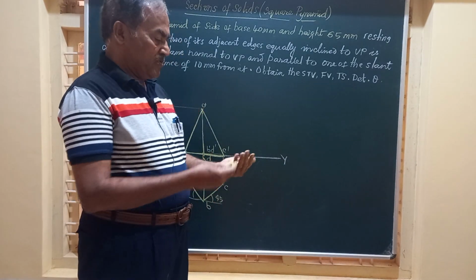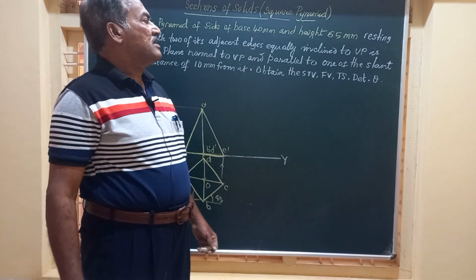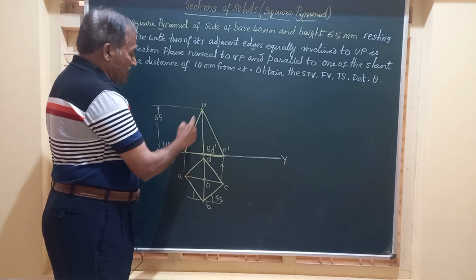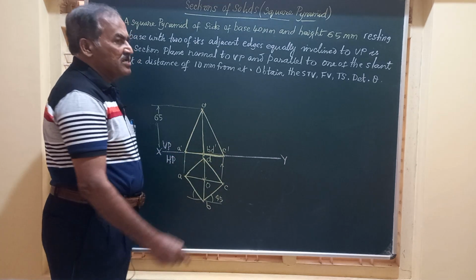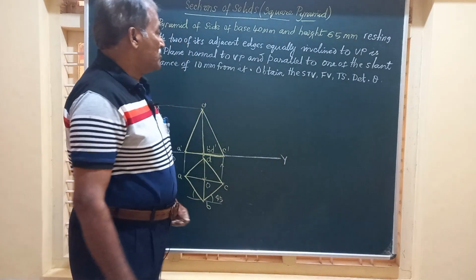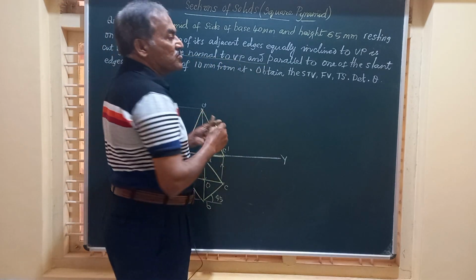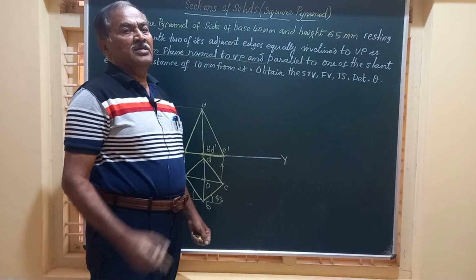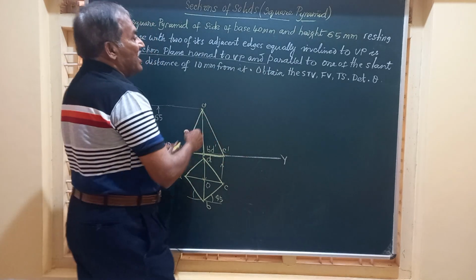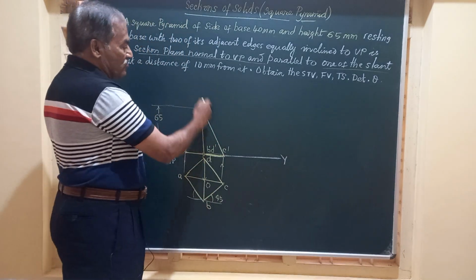Now let us move on to the section plane and see how the section plane is cutting the solid. Friends, in the front view, if you observe, the last two edges, namely O dash A dash and O dash C dash, represent the slant edges of the solid. So here he says there is a section plane which is normal to VP. So whenever the section plane is normal to VP, it is seen as a line in the front view. And that particular section plane is parallel to one of the slant edges. So it could be OA or it could be OC.